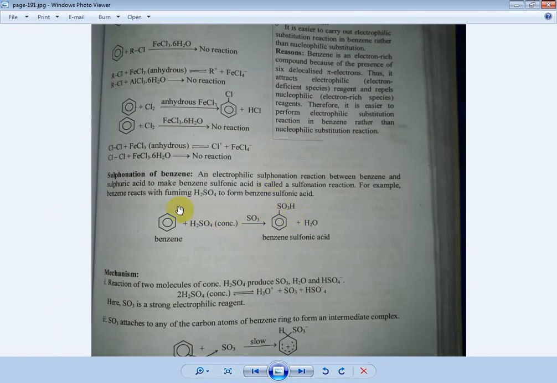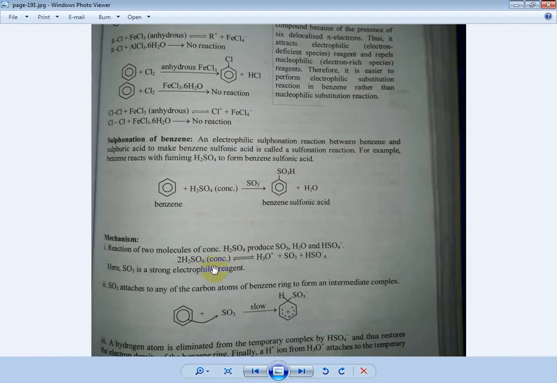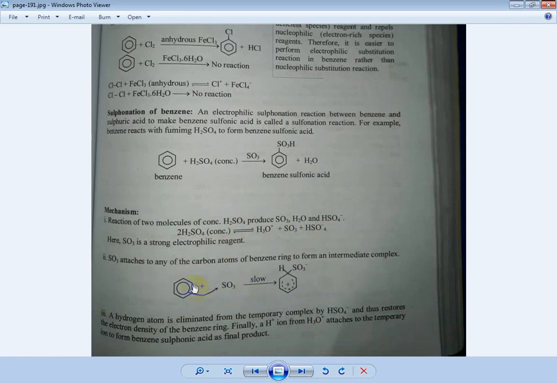And here is sulfonation, SO3H added. In the presence of sulfuric acid and sulfur trioxide, SO3H is added and water is formed. This is the sulfonation of benzene. Here the first step is sulfur trioxide, a strong electrophile, is formed. In the reaction, two molecules of concentrated sulfuric acid produce SO3, H2O and HSO4. This is the electrophile; at first the electrophile is formed. Step one: the electrophile attacks the benzene ring and forms a sigma complex.